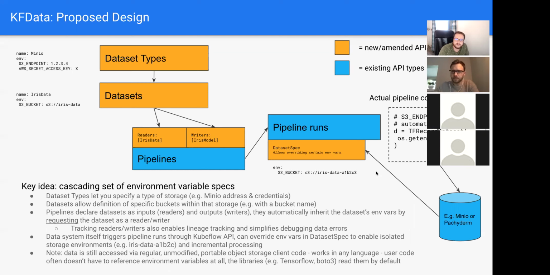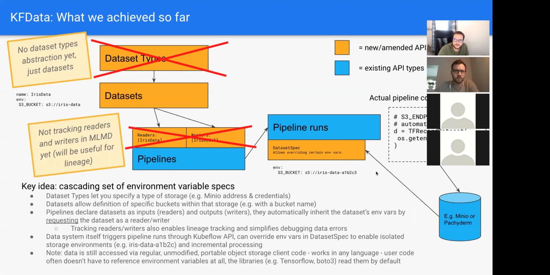And the update on the project is that we've got part of the way through it, which is fine. We have a piece which is useful on its own, but it doesn't have this dataset types concept in it yet. It just has this top level concept of datasets, but that's fine, that still works. And we're not yet tracking the readers and writers in the Kubeflow MLMD, the metadata database.